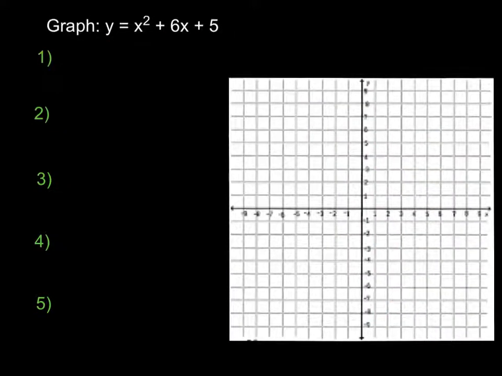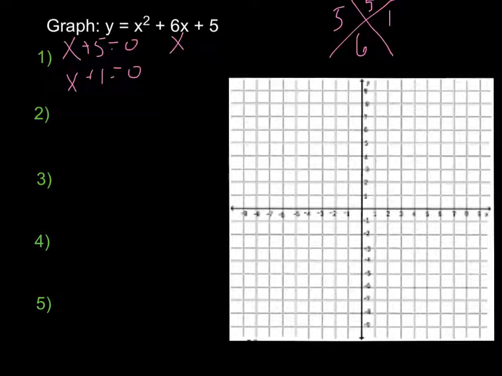Now we're going to take one that's not factored and do the same premise, except we have to do that extra step of factoring. Going back to our concepts of factoring, we have a trinomial with no term out in front of x squared, so we're looking for factors of 5 that add up to 6. Those numbers are 5 and 1. So we have the factors x plus 5 equals 0 and x plus 1 equals 0. Our x-intercepts are negative 5 and negative 1, and we can go ahead and plot those on our graph right away.